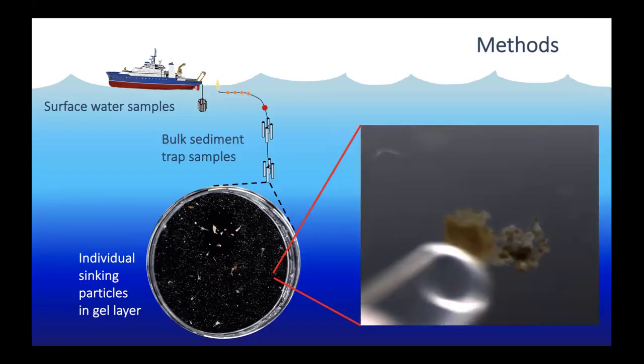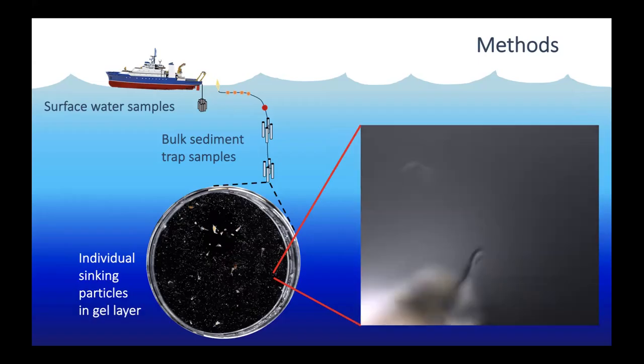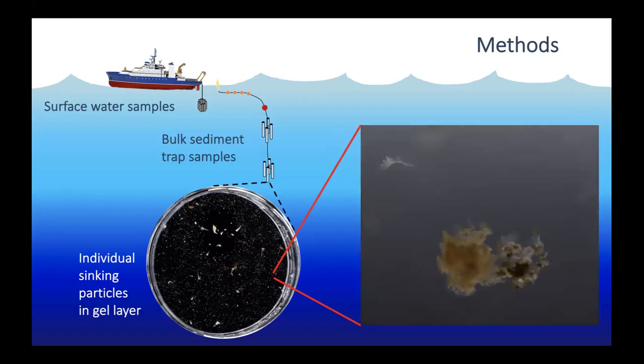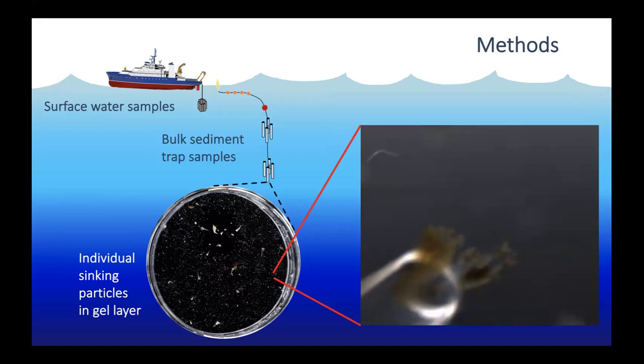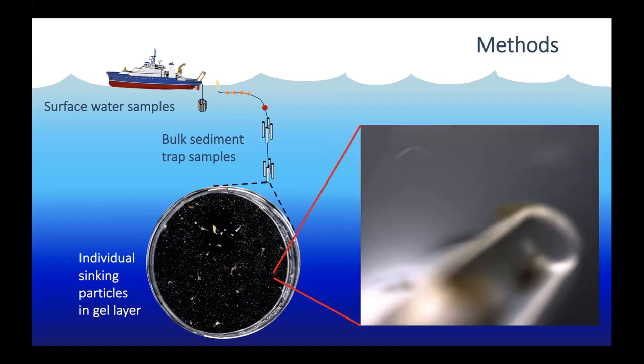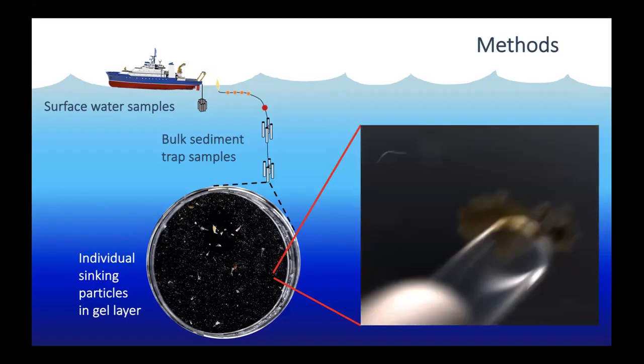For each of the particles that were used during this study, we have information from microscopy about the type of particle. You can see here we're looking at an aggregate. And then when that individual particle is extracted from the gel and we sequence the DNA within the particle, we also have information about the phytoplankton in that individual particle. So we know the type and the composition.